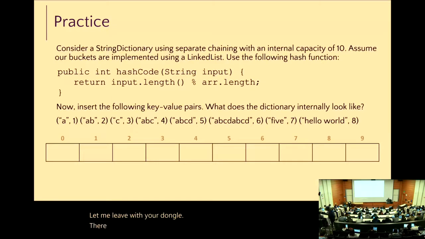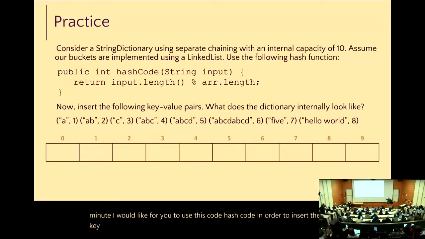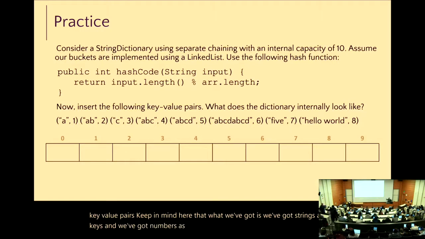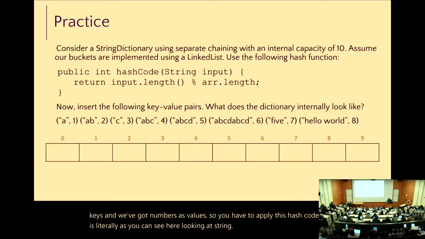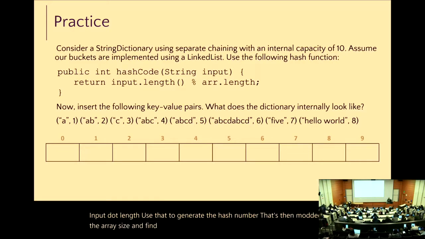There's the practice. It is also turned on Poll Everywhere, so go ahead and take a minute. I would like for you to use this hash code in order to insert these key value pairs. Keep in mind that we've got strings as keys and numbers as values. So you have to apply this hash code, which is literally looking at string input.length. Use that to generate the hash number that's then modded by the array size and find where each of these things goes appropriately. And as you can see here, we are using separate chaining as our collision resolution strategy.